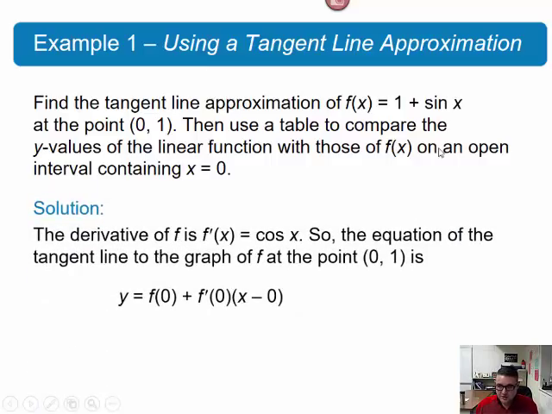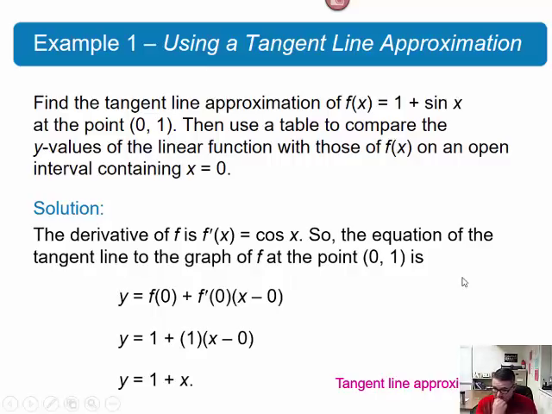Here's our step. We first get the derivative. The derivative of 1 plus sine of x is the cosine of x. Now I use this point and this derivative. Remember, it's y minus f of 0, which is 1, equals the derivative times x minus 0. You're used to seeing y minus y1 equals derivative times x minus x1. There it is, just solve for y. So we plug in, and I get it down to y equals 1 plus x. That's your tangent line approximation.